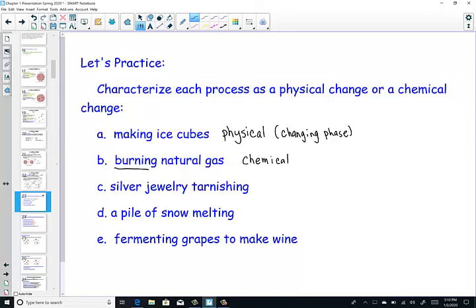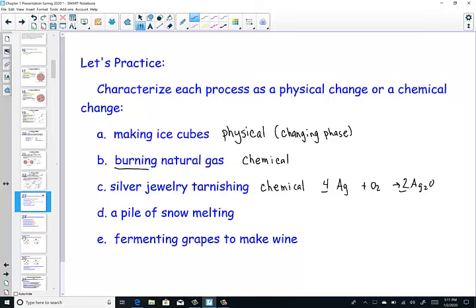Silver jewelry tarnishing. Well, this is also an example of a chemical change. Pure elements such as silver, and especially metallic elements, as I mentioned iron a moment ago, will oxidize. That's what tarnishing means, to create a different substance. It turns pure silver into an oxide of silver. So we have a brand new substance formed through an oxidative process called tarnishing.